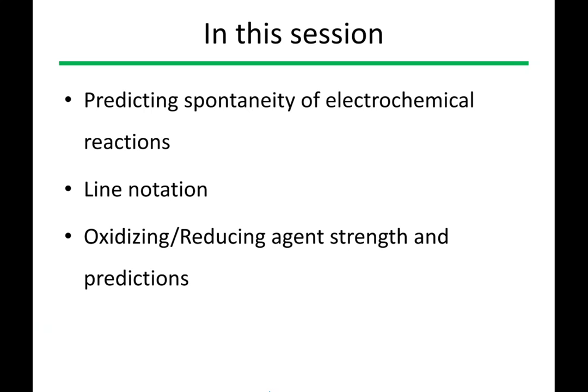In this video, we'll look at using reduction potentials to predict whether or not a given electrochemical cell will be spontaneous. We'll look at writing these cells in line notation, and we'll look at producing the relative strength of oxidizing and reducing agents using a table of standard reduction potentials.